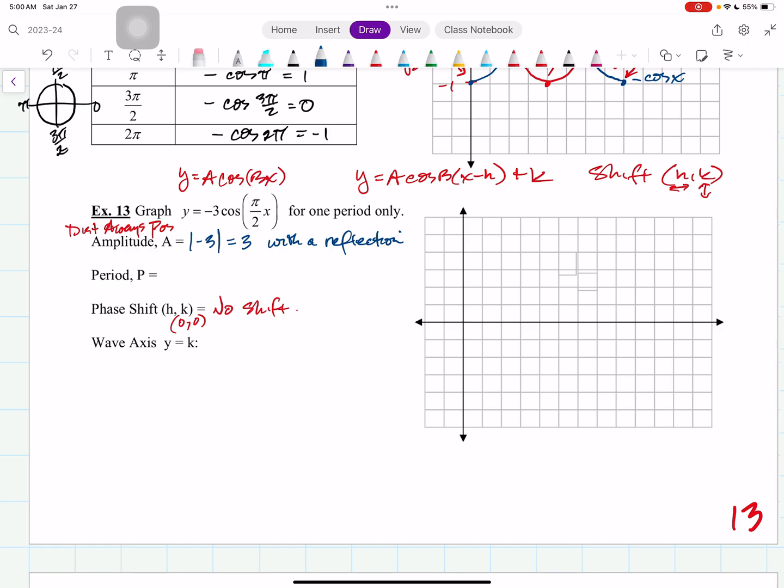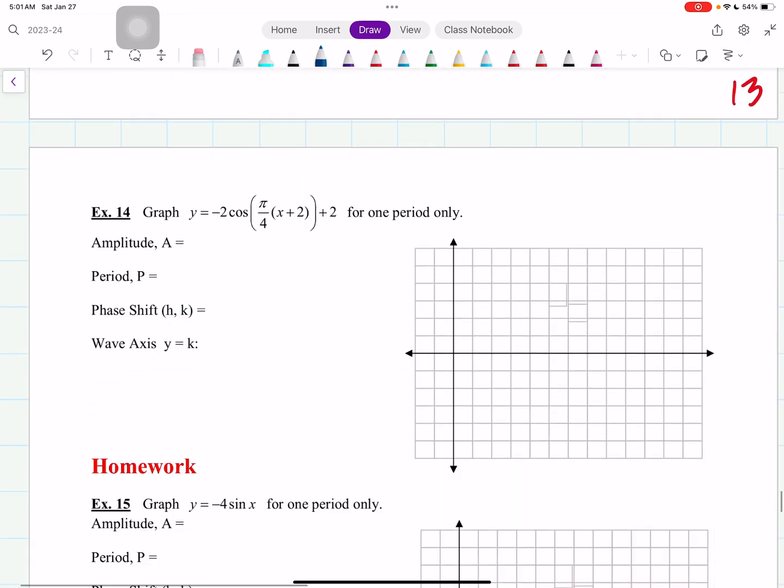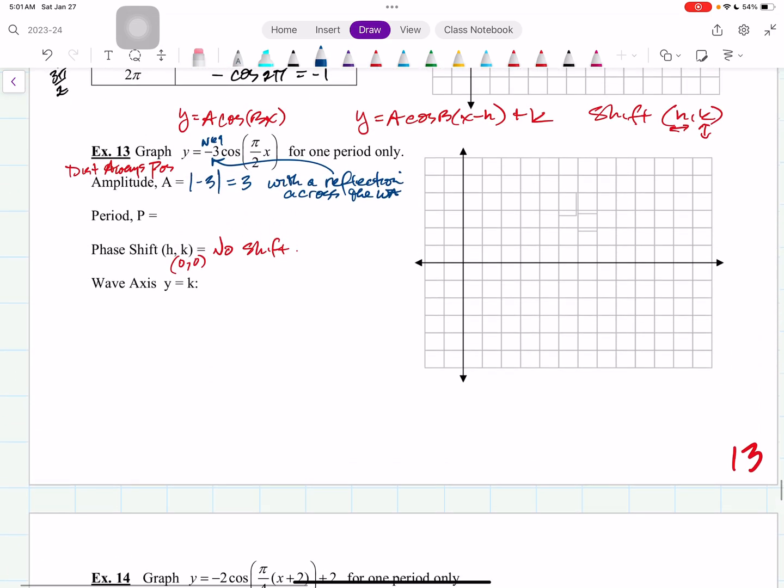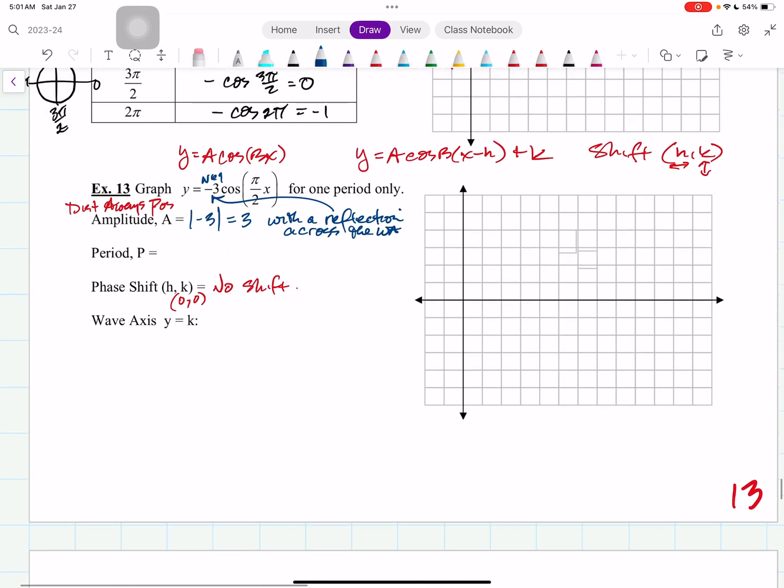Why? Because of that leading negative right there. When you see that lead coefficient negative, you get a reflection across the wave axis. So always write down the wave axis first, because it may change depending on the problem. Like in the next example, we get a shift, so the wave axis is not the x-axis. It's always reflected across the wave axis.